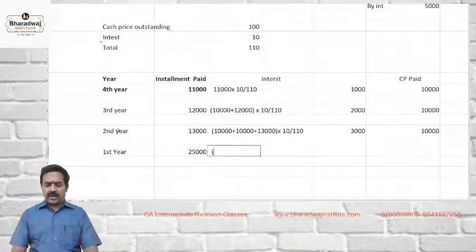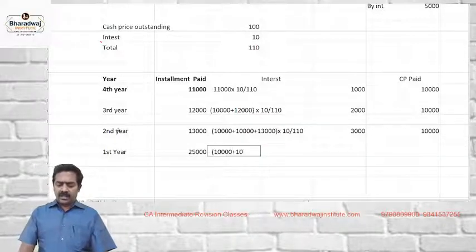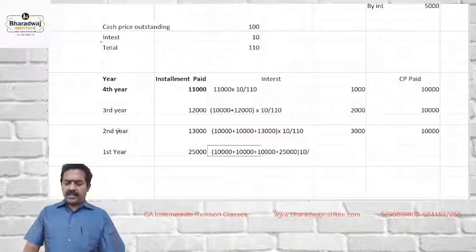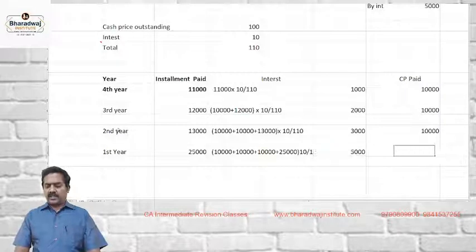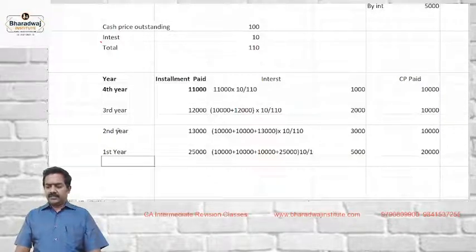So when you go to first year, how much is paid? 25,000 is paid. At the time, all the monies would have been outstanding. All the 10,000s would have been outstanding, plus 25,000 also. This into 10 by 110. How much you get? 5,000 you will get. 20,000 is paid.